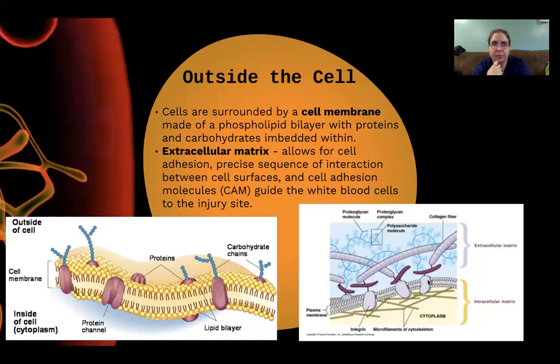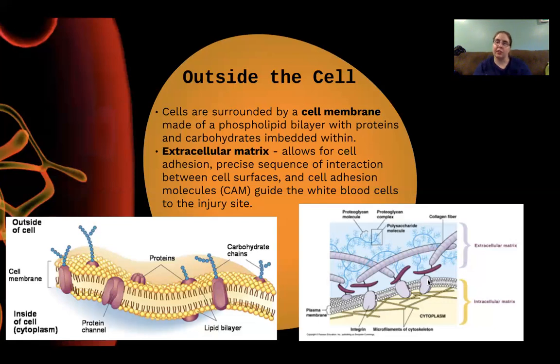And cell adhesion molecules, also known as CAMs, guide the white blood cells to the injury site. Remember how we said they can send messages? Some of the messages could be: white blood cells, keep going; stop right here. This is where the injury is. This is where you're needed. So they help to guide the white blood cells and the antibodies to where they are needed in order to prevent infection and fix an injury.